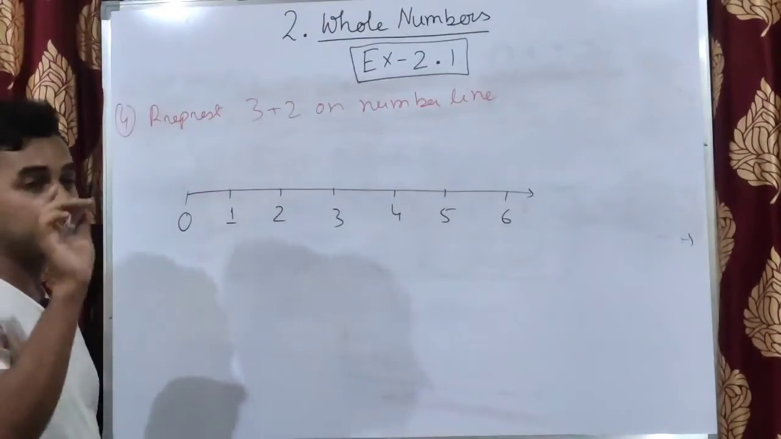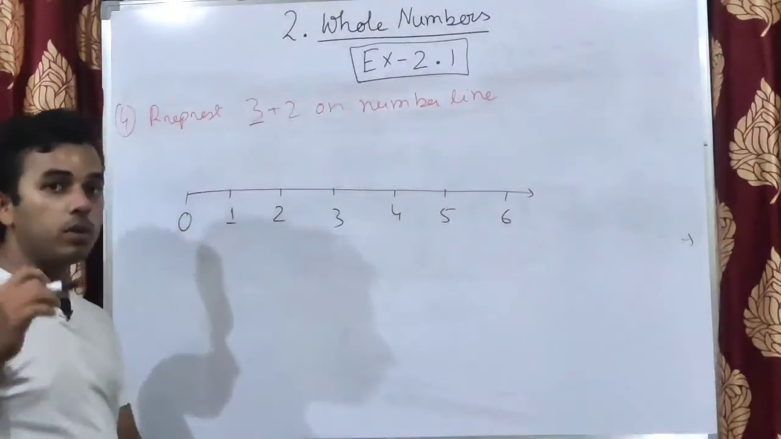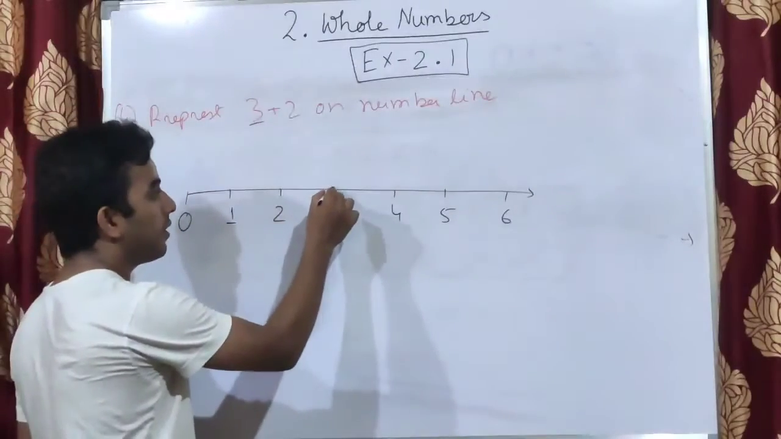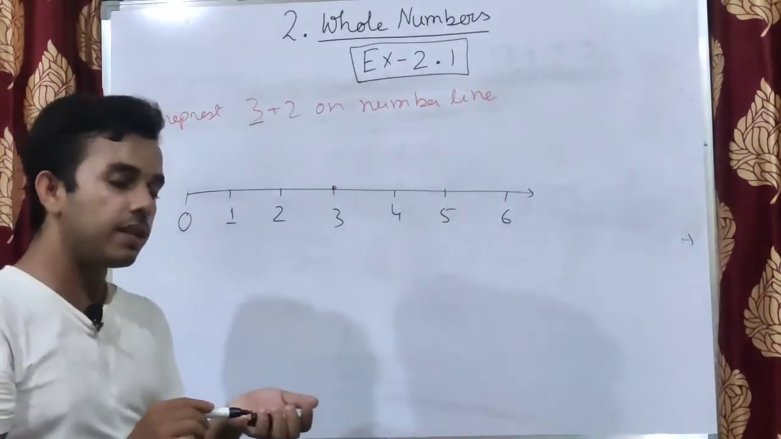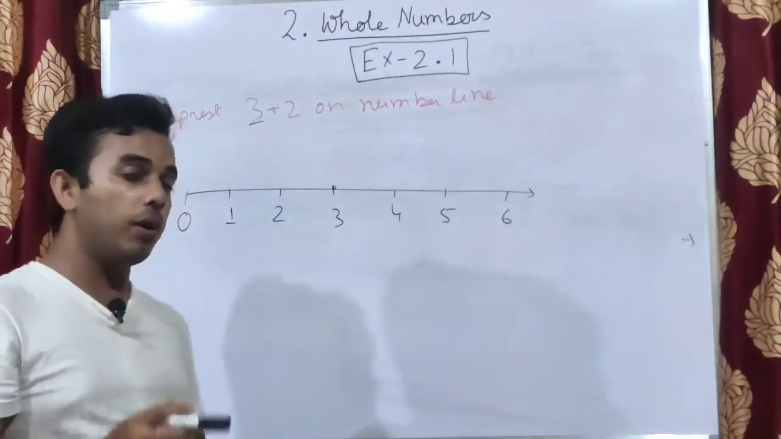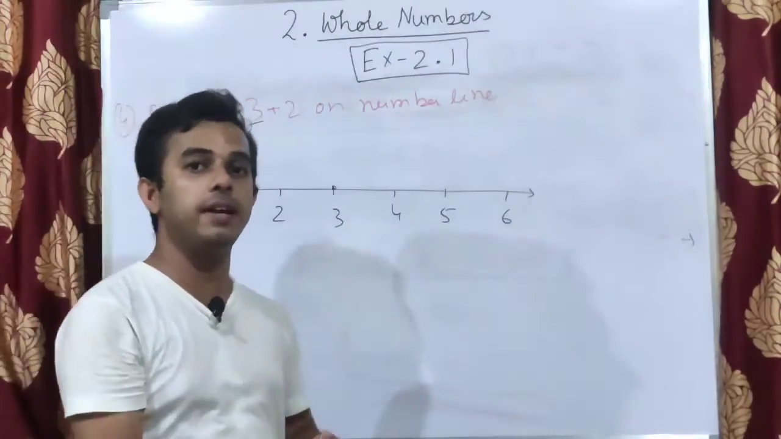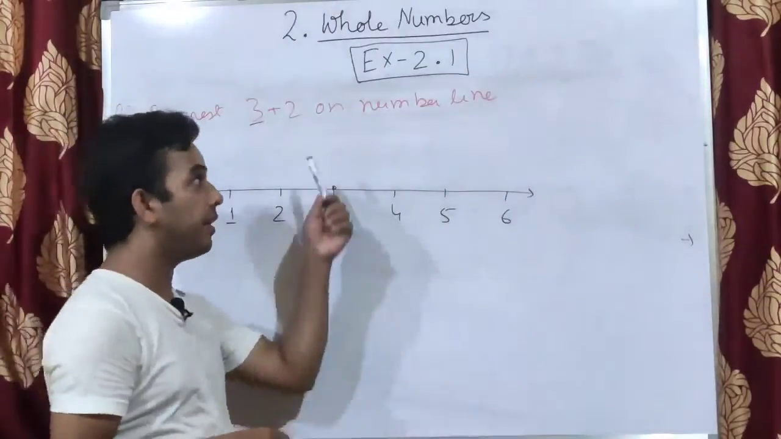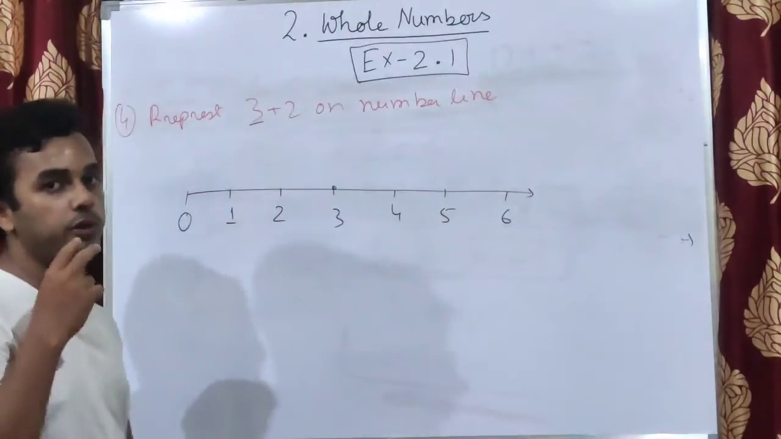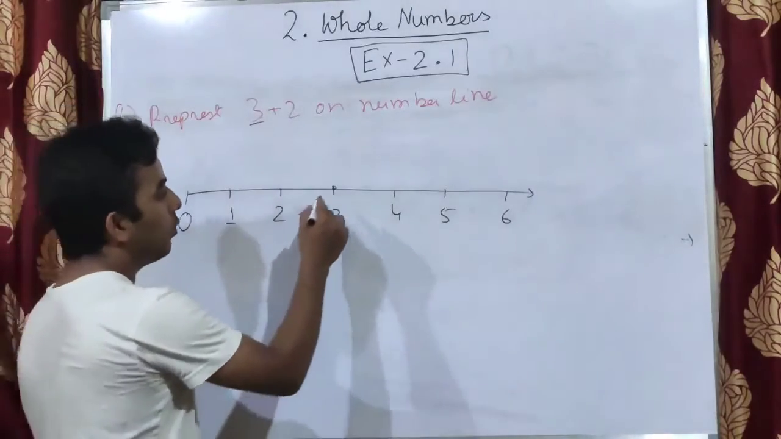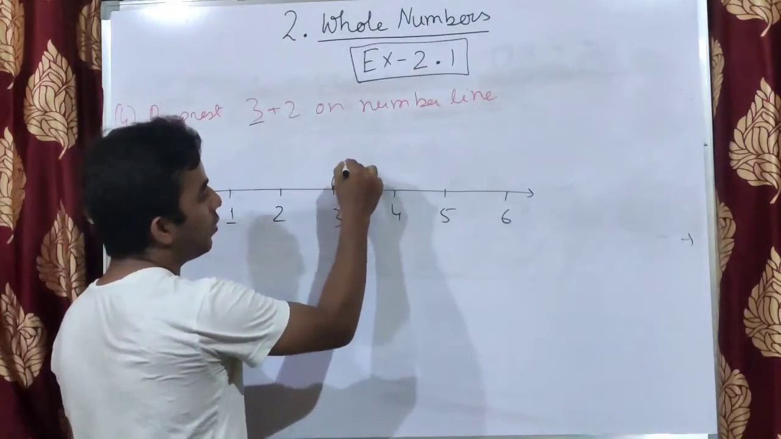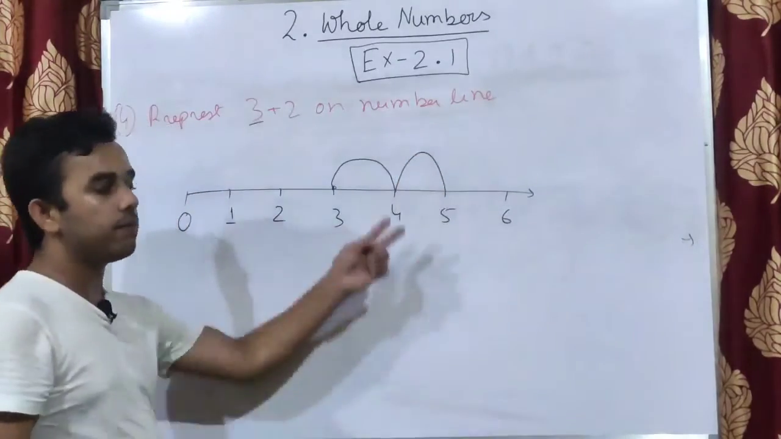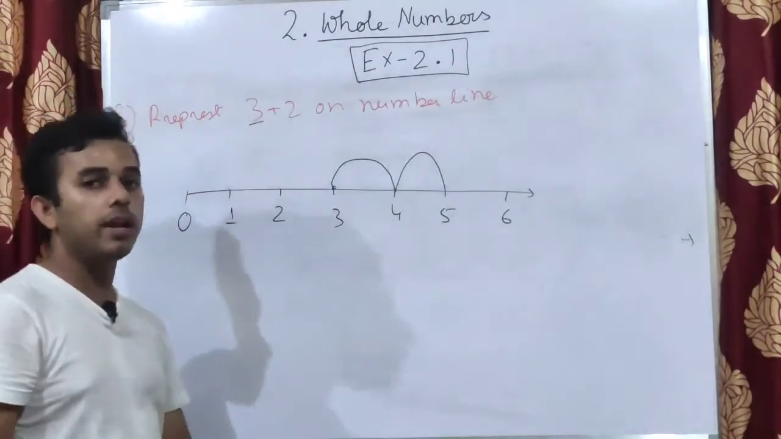In addition, we first have to find out this 3. Where is this 3 on the number line? In this case, it is here, right? Then the plus sign represents that we will move towards the right side of 3. Then this 2 represents how many jumps we will take. We will take 2 jumps. 1 jump, 2 jumps. The result is 5. So this is our required number line.